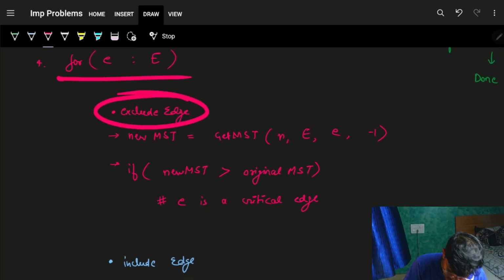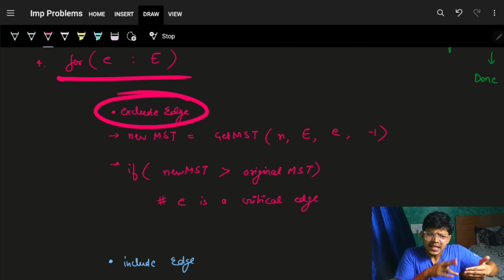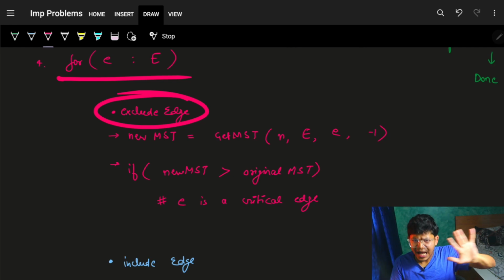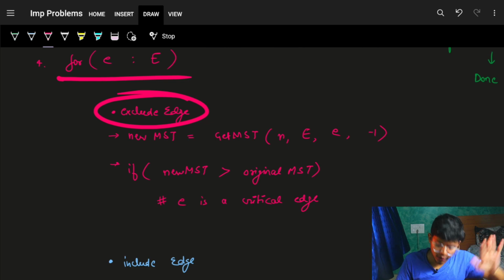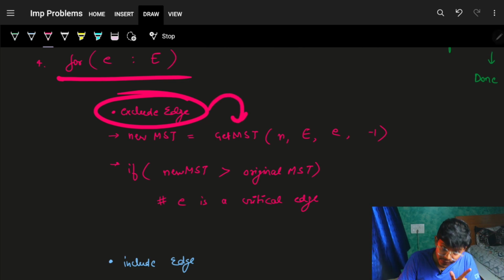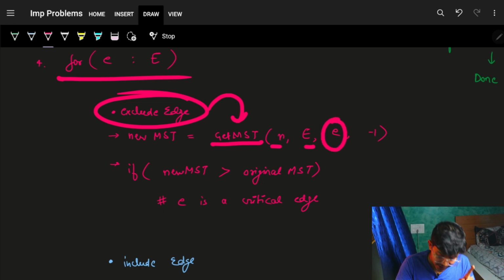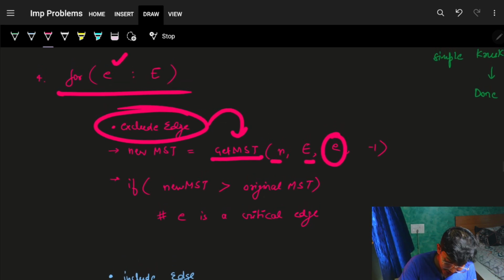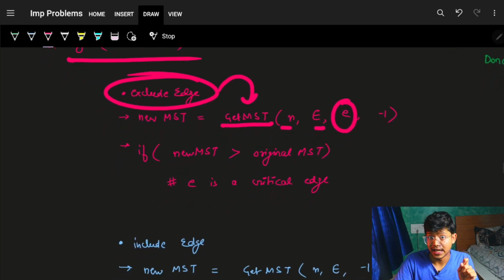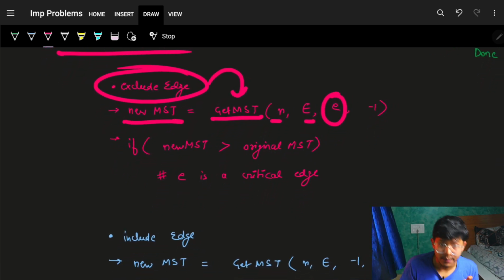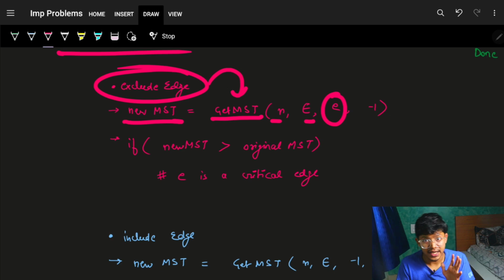So firstly, I will check what happens if I exclude it, which means I'll exclude this particular edge. I'll go and get the MST, and NE will remain the same. But right now I'm saying I will exclude this edge from my entire MST, and I will get the new MST, which means the new weight of this entire MST.